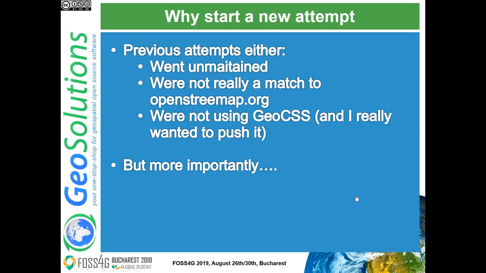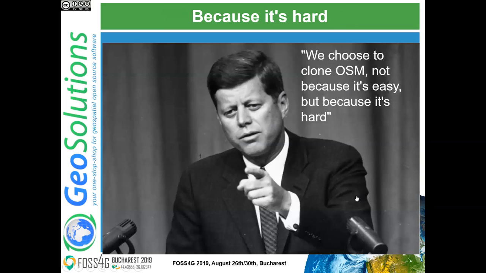And well, since I started it in my spare time, more importantly, they weren't using GeoCSS. And I'm the current maintainer of the language. I wanted to push the language forward, and I needed a significant task to do it. So rendering OpenStreetMap seemed to be the answer. But more importantly, like the man said many years ago, we choose to clone OSM not because it's easy, but because it's hard. Actually, well, the man said something else.